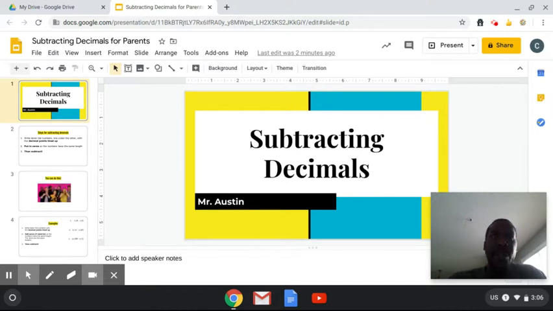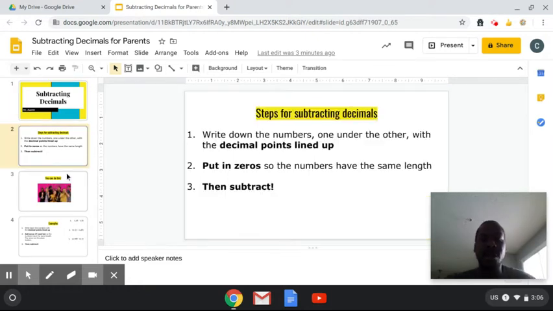So today's lesson, I'm going to cover subtracting decimals. If you watched the adding decimals lesson, it really is not that much different. The only thing we're doing now is focusing on subtraction. So let's go to our next slide. The next slide is the steps for subtracting decimals.